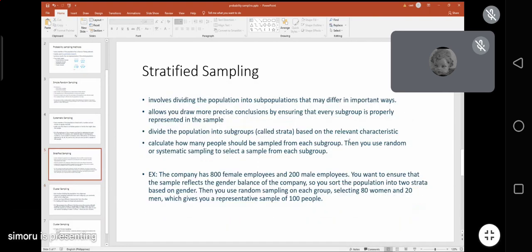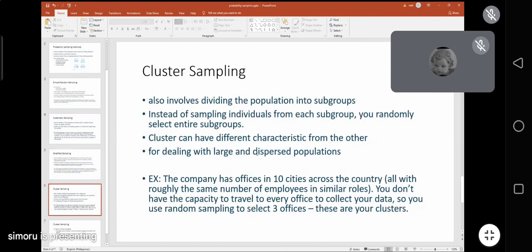And instead of selecting individuals in subgroups, you just randomly select the entire subgroup, or the entire cluster. Cluster sampling is for dealing with a large, dispersed population. That's why you select those whole subgroups.